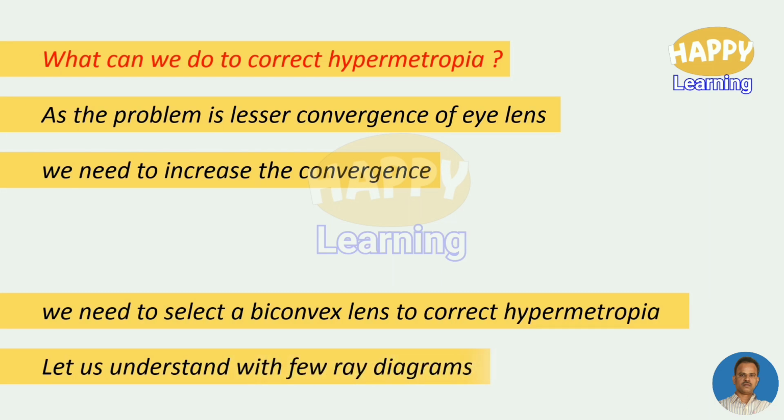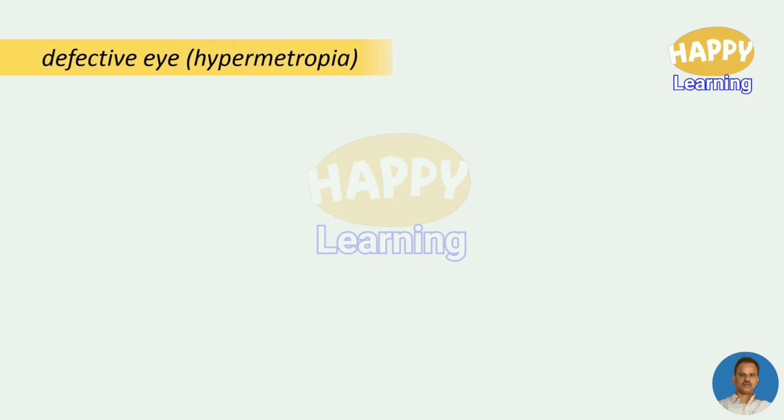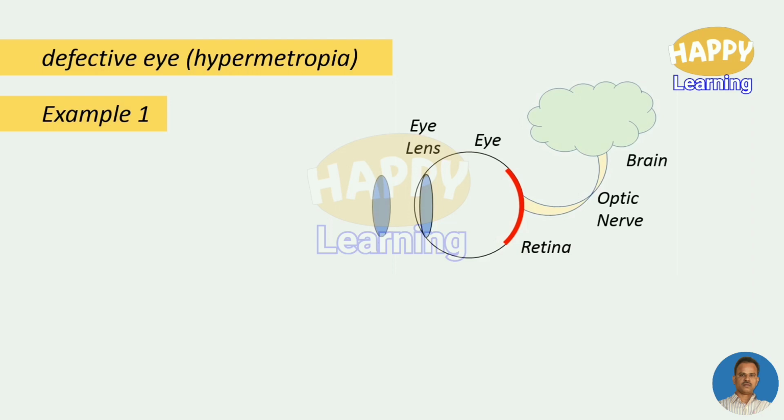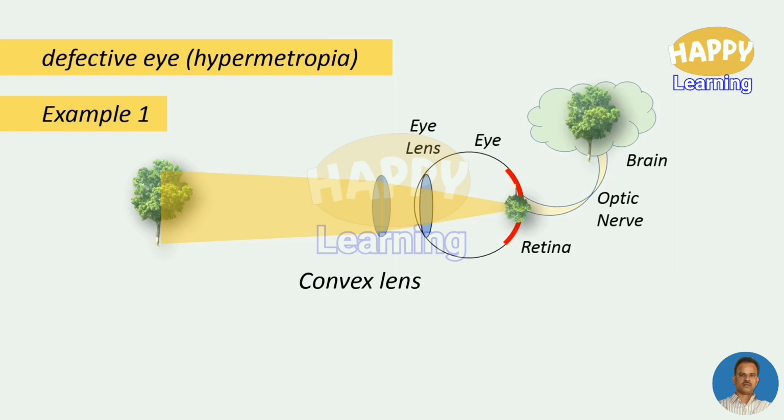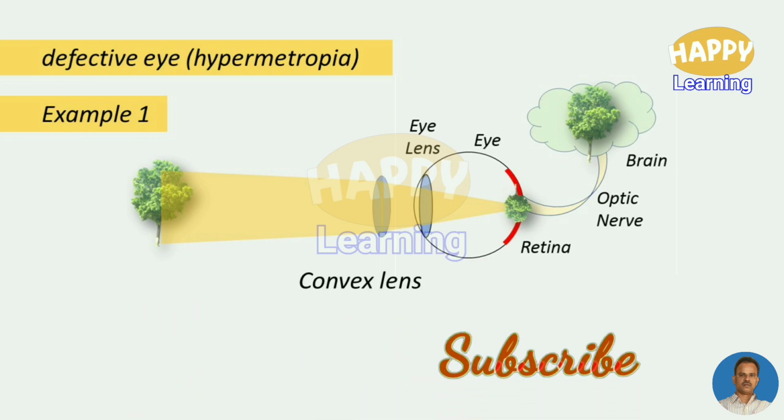Let us understand with a few ray diagrams. This is a defective eye having a problem called hypermetropia. Let it be example 1. There is a convex lens placed in front of the eye. The rays coming from the object are first converged by the external convex lens and then again converged by the eye lens. So the rays meet at the retina. A clear image is formed on the retina and the image read by the brain is clear.